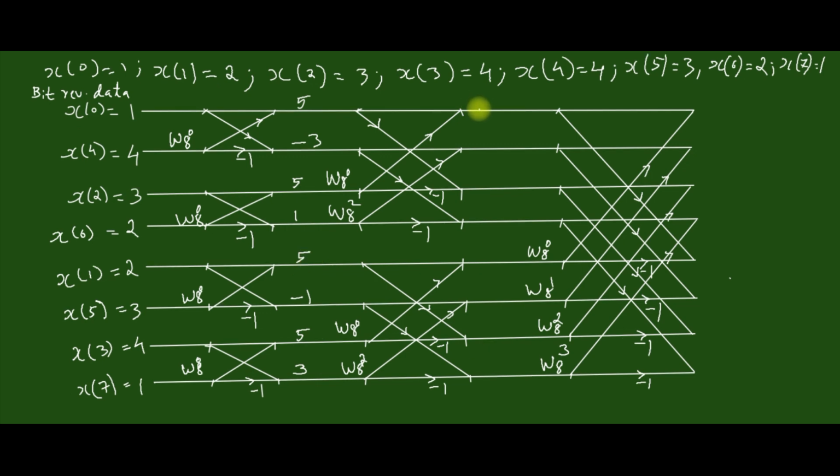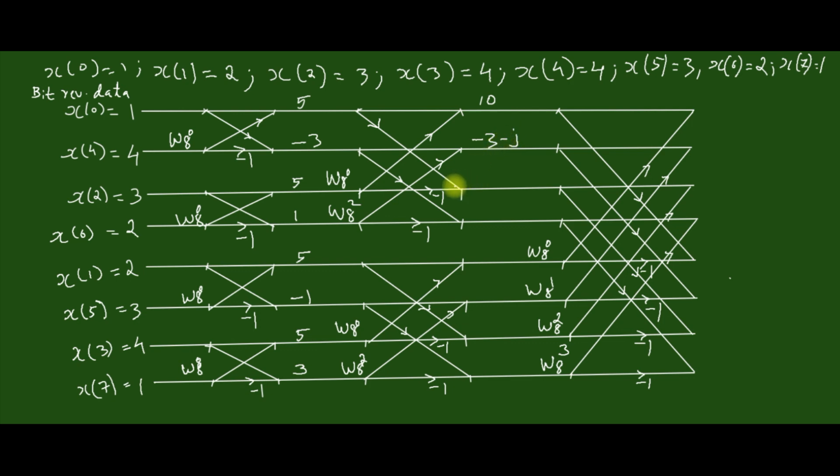Next, the stage 2 computation. Here the input data we can see is 5, and here it is 5 into W8 to the 0, which is 1. So this is equal to 5 into W8 to the 0, which is 5 itself. So 5 plus 5 will be 10. Then at this stage we can see it is -3 and W8 raised to 2. W8 raised to 2 is minus j. So this will be -3 minus j.